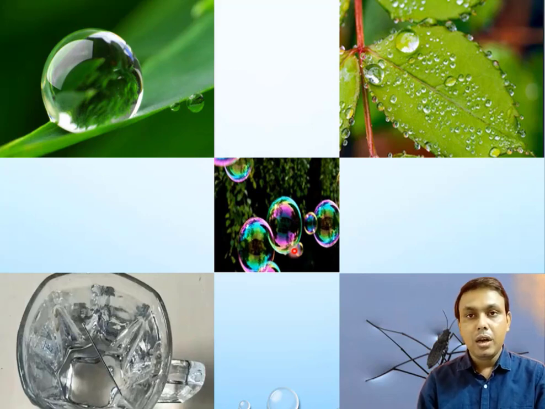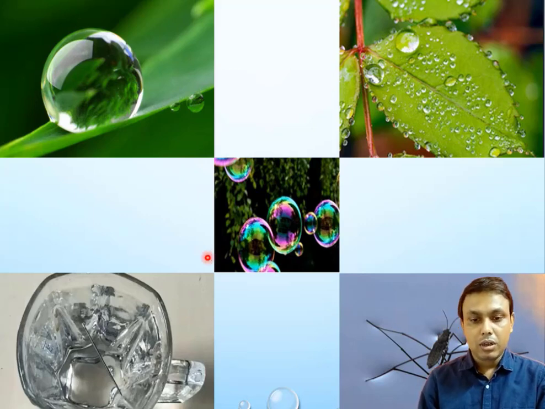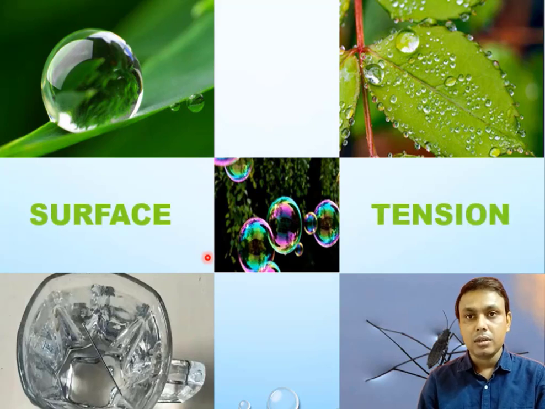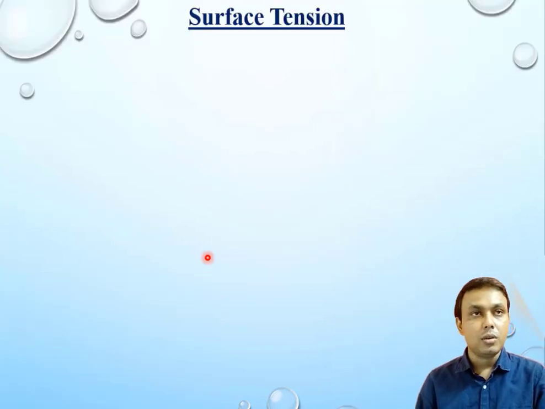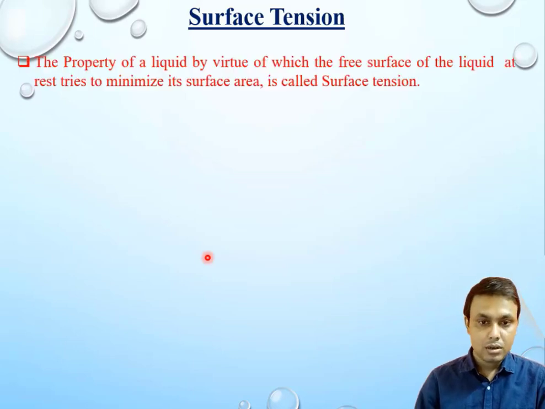Now behind all these phenomena there is a property of liquid. That property of liquid is surface tension. So surface tension is the property of liquid which is linked with all these phenomena. Now I am studying the topic surface tension. Now what is surface tension?